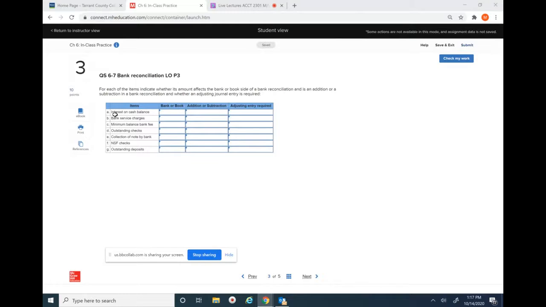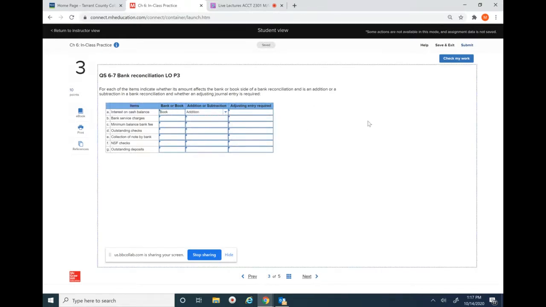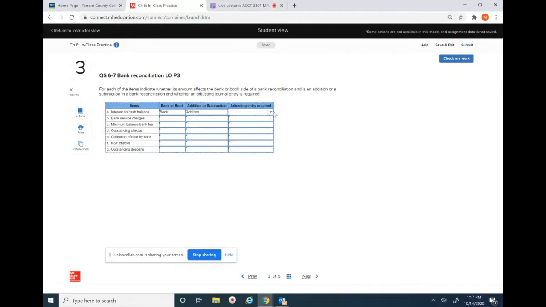So if we have interest on cash balance, the bank should be aware of that. The books, or the company, will be aware of that increase to the bank account when they get the bank statement. So on the reconciliation, we'll adjust the book side of the reconciliation, and that would be an addition. So interest that the bank collects on behalf of the company will increase the company's bank account. In addition to the bank reconciliation, we will have to prepare an adjusting journal entry to increase the cash account.